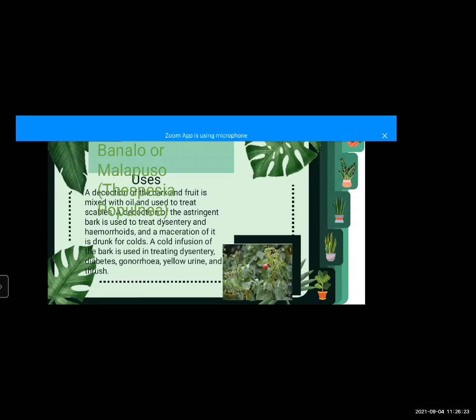Uses. A decoction of the bark and fruit is mixed with oil and used to treat scabies. A decoction of the astringent bark is used to treat dysentery and hemorrhoids, and a maceration of it is drunk for colds. A cold infusion of the bark is used to treat dysentery, diabetes, gonorrhea, yellow urine, and thrush.